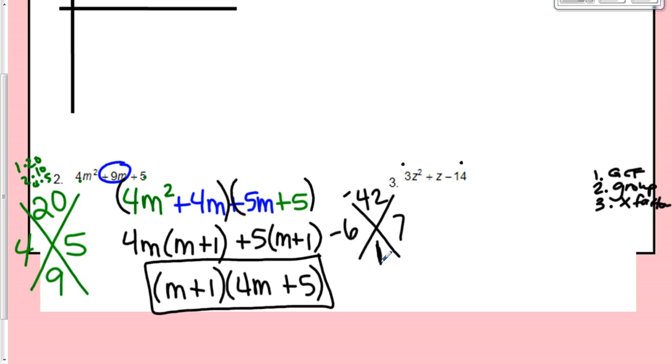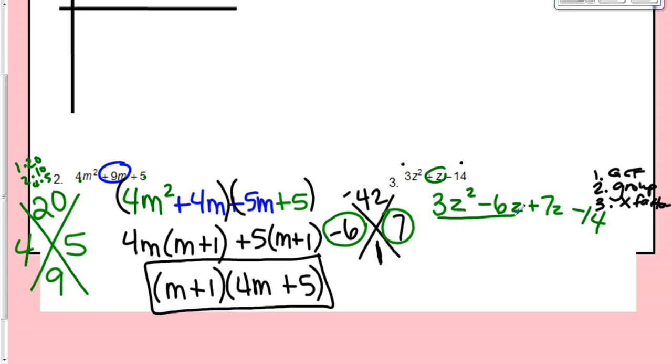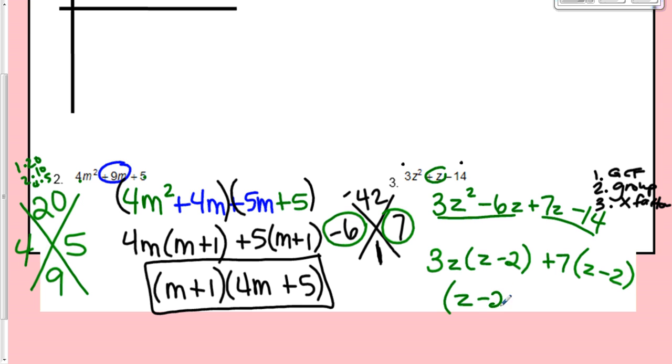Okay, now again, I'm no longer going to just use those for my answer. They are now going to become the pieces I use to break apart this middle term and turn this into a 4-piece problem so that I can group. So I've got 3z squared minus 6z plus 7z minus 14. Okay, now I can group these two together. I can take out a 3z. These two together, I can take out a 7. Let's see. I've got z minus 2. So now my final answer, I've got z minus 2 times 3z plus 7.